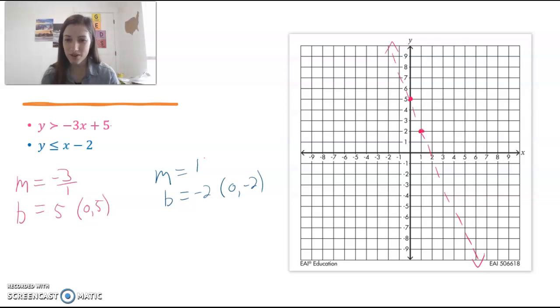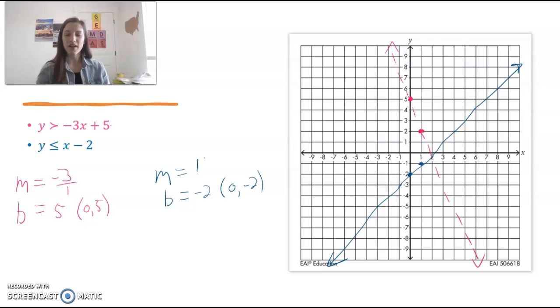So I'm going to graph that really quick. At 0, -2 is my first point. My slope is 1, so I'm going to go up 1 over 1. Notice that our inequality sign is a less than or equal to, so it's going to be a solid line through here. Pretend that's a straight line.